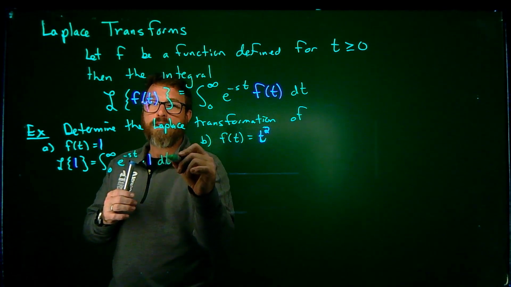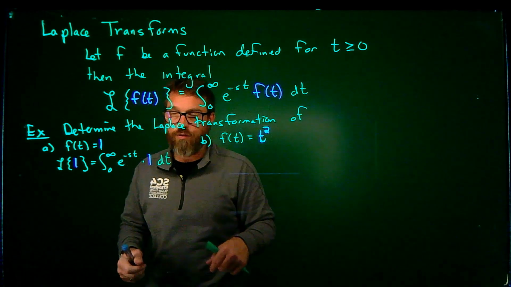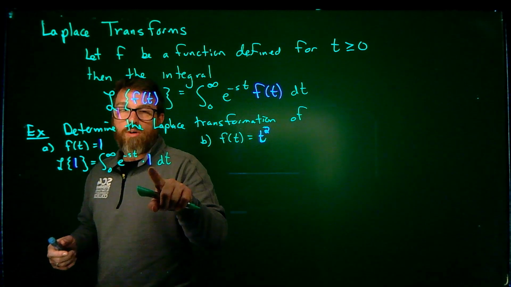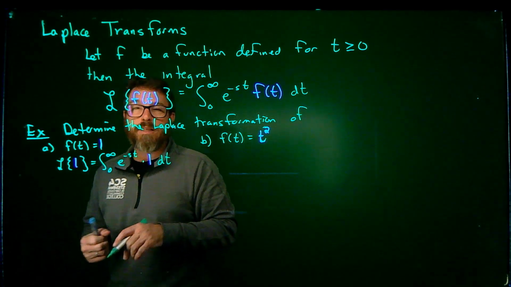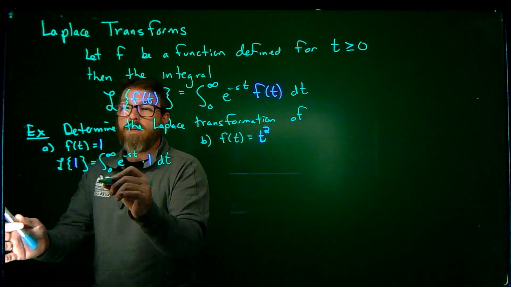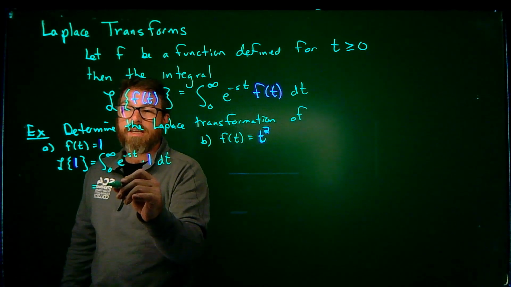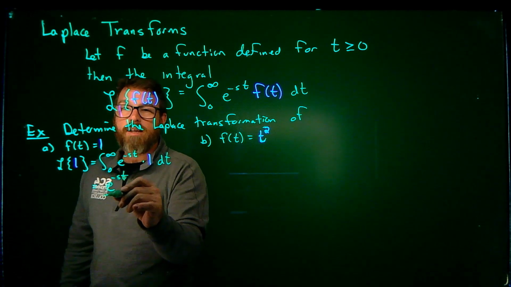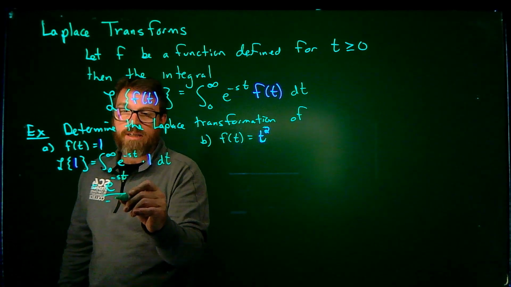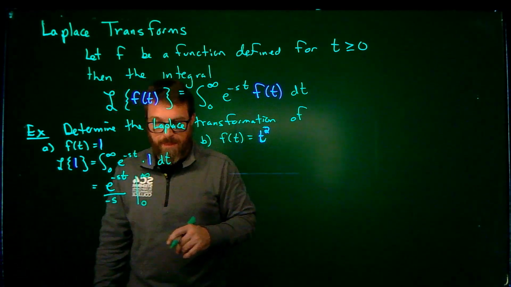So we have to integrate this with respect to t, which really says that s is a constant in this format. When I take the integral of this, the integral of 1 is just going to be 1, so I only have to take the integral of e to the negative st with respect to t. That is going to be equal to e to the minus st divided by that constant, negative s, and we're going to evaluate this from 0 to infinity.